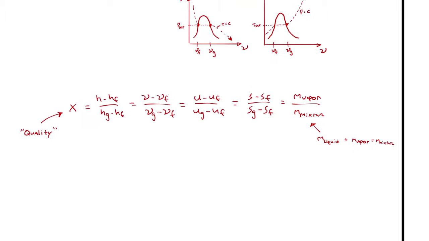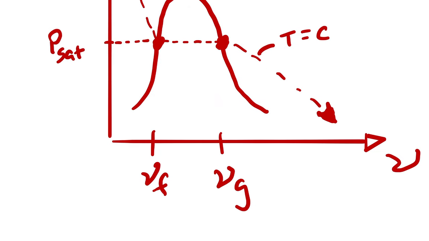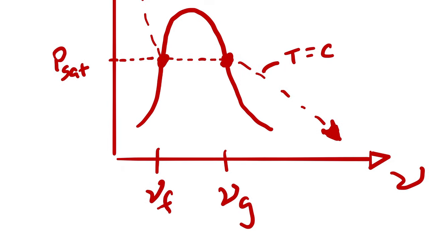Quality is useful for a number of things. It can be used as a stepping stone for interpolation. It also can be used as a visual reference for positioning state points under the dome visually. So you could say quality of 25% is going to appear here. Quality of 75% is going to appear here. Quality of 50% is here. And you can describe those relative positions by expressing a quality a little bit more conveniently.